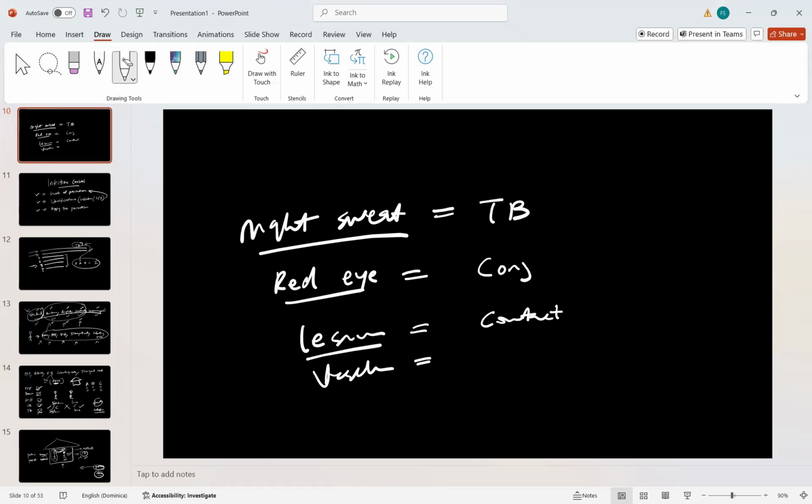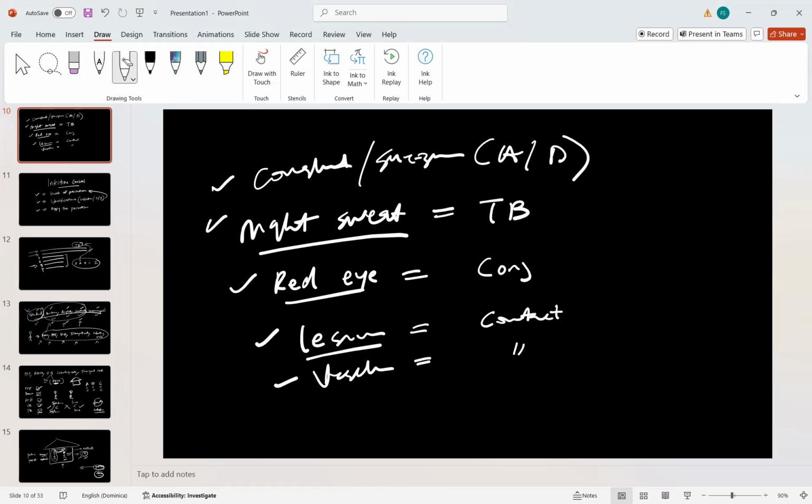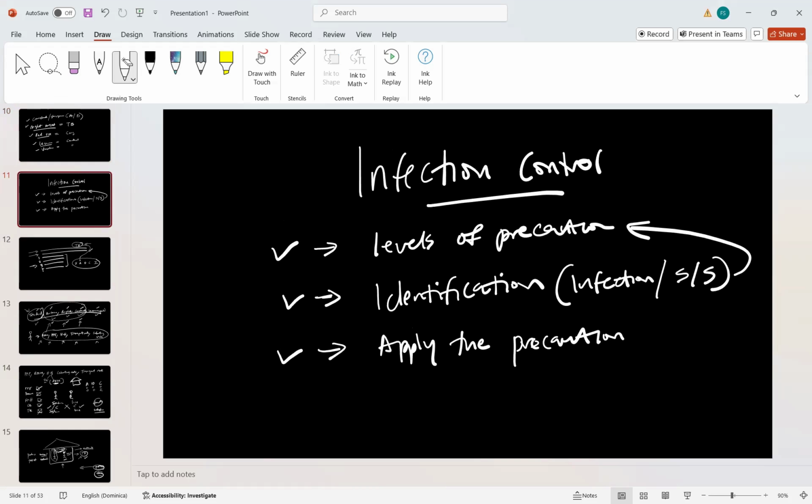Which is equal to what? Contact infection, right? Or blister, which is equal to what? Contact infection. So those are signs. Or they might tell you the patient is coughing, or the patient is sneezing. This can be related to either airborne or droplets. So this is a smart way to think about it. It's always these three things: the level, the infection name, the symptom related to the levels, and then you apply the precaution. This way you are going to understand fully.